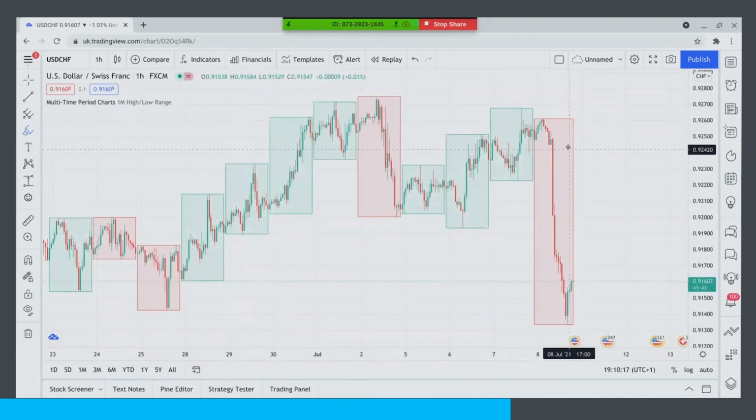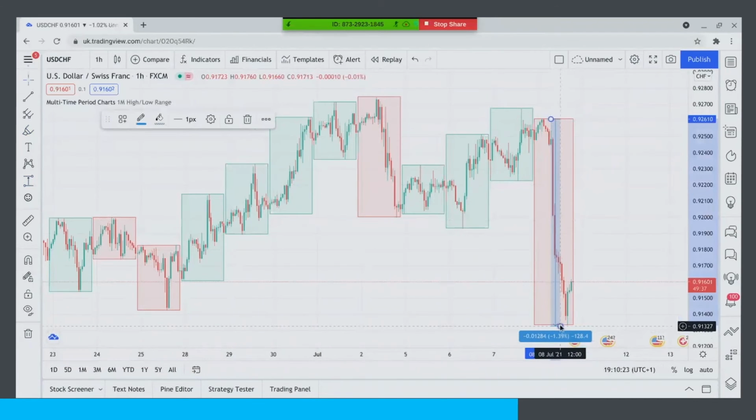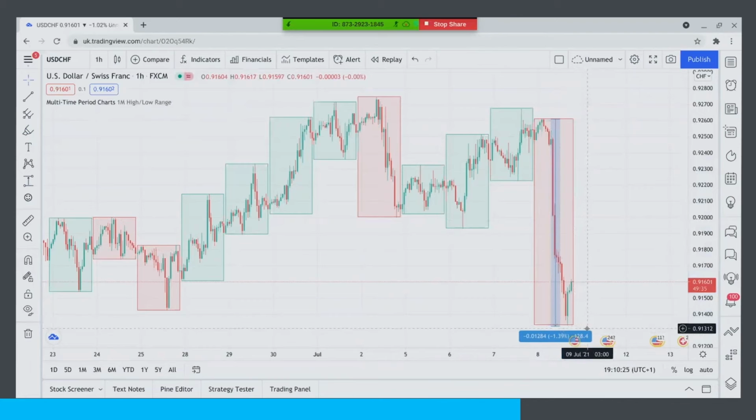Now let's have a look how many pips we dropped today. A massive 128, 129 pips in a single day. That's a strong move. Again, let's have a look. Is it Thursday, Wednesday, Tuesday, Monday? Very similar setup.